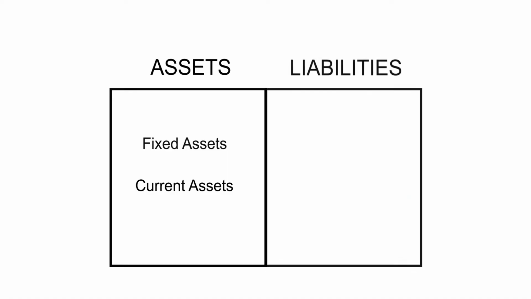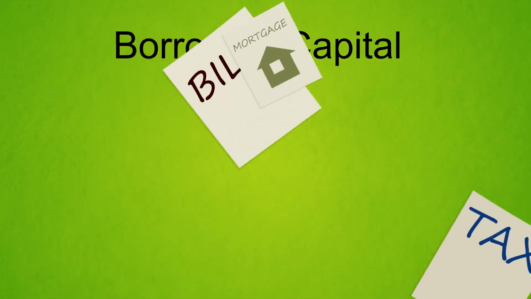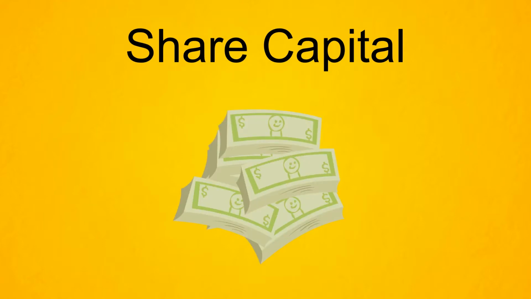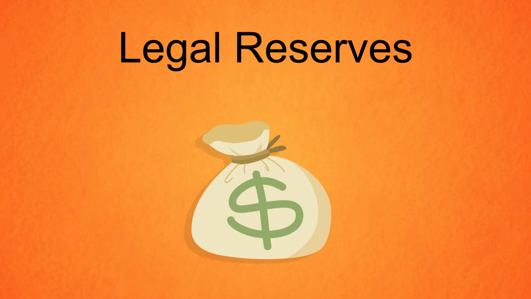After that, they list the liabilities. This shows what debts and equity the company has. They distinguish between borrowed capital, share capital, and legal reserves. Under borrowed capital, they list Real Music Ltd's liabilities, which include invoices to be paid. Under share capital, they list the share capital with which the Ltd has been established. The legal reserves are also recorded here.